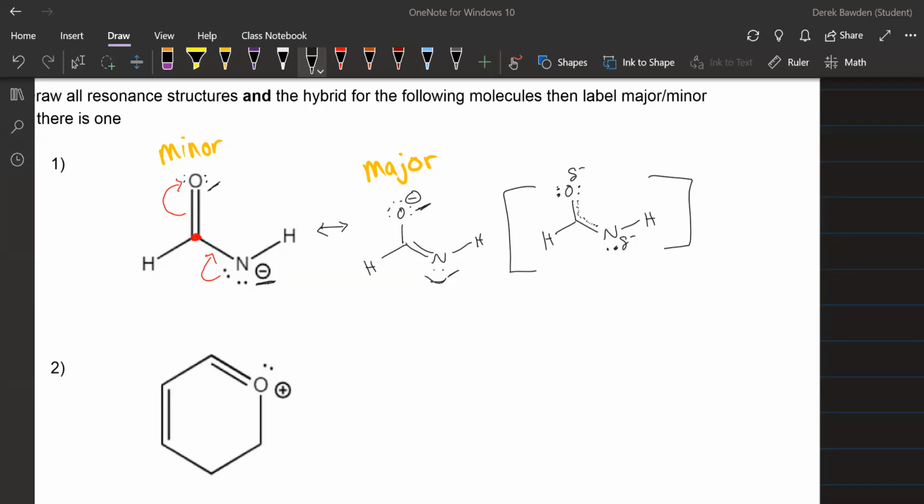Yeah, I have a question. When it comes to being really picky about it, does it matter which side that dotted line is on? Nope. Oh, okay. It does not.